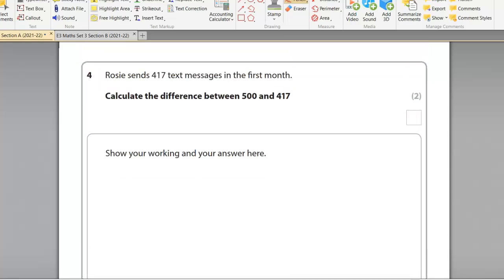And then the final question, question 4. Rosie sends 417 text messages in the first month. Calculate the difference between 500 and 417. So to calculate the difference between those two numbers, that is subtraction. So 500 take away 417.